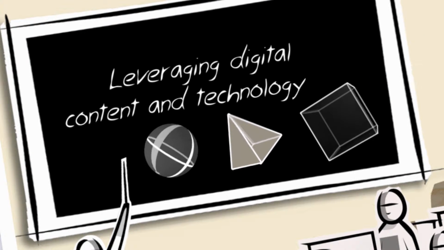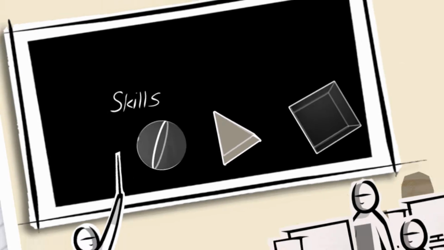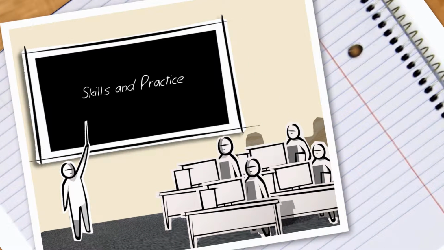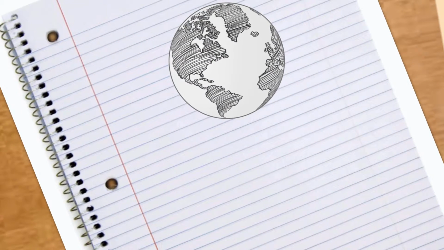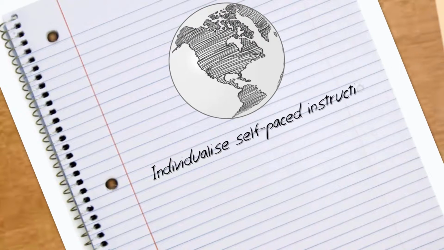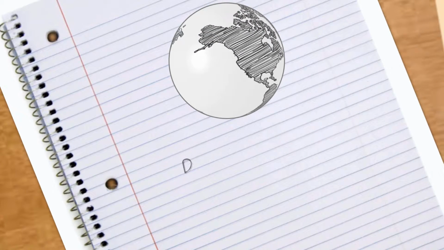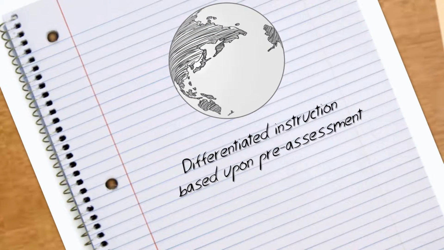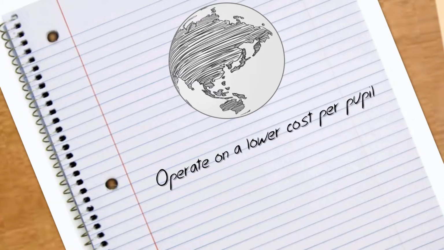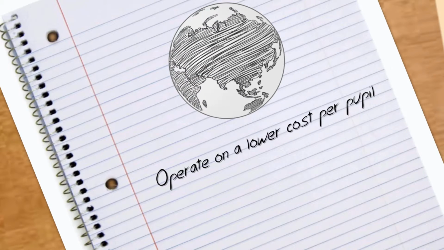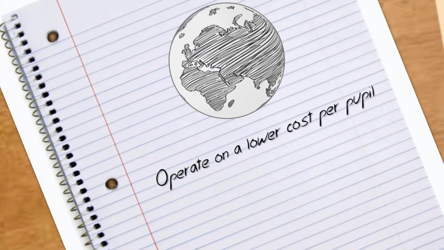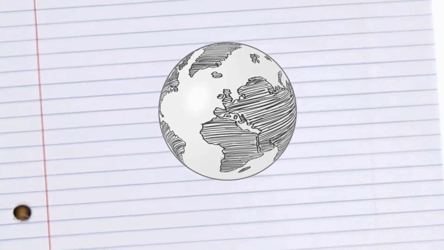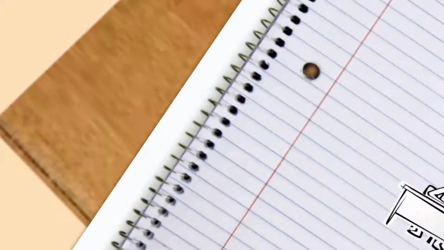We are about leveraging digital content and technology to provide students with skills which leave the teacher to focus on depth and application of content to promote higher order thinking skills. Our world enables an environment where we individualize self-paced instruction, provide differentiated small group instruction based upon pre-assessment data by lesson, and allow schools to operate on a much lower cost per pupil, which will allow them to reallocate resources. This world is centered around differentiated learning.